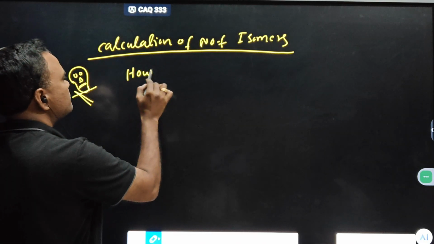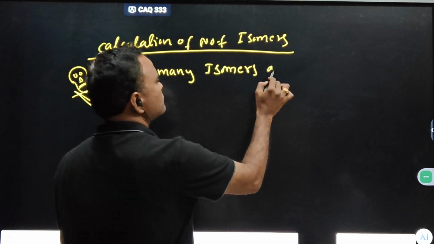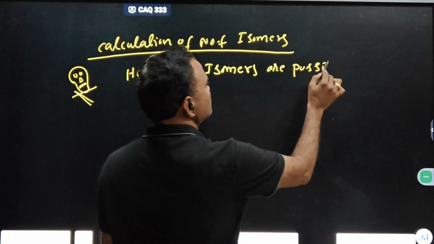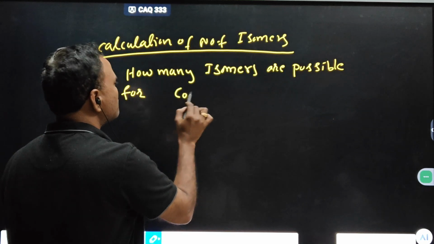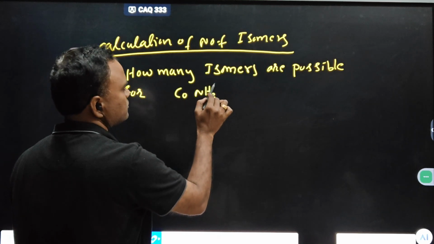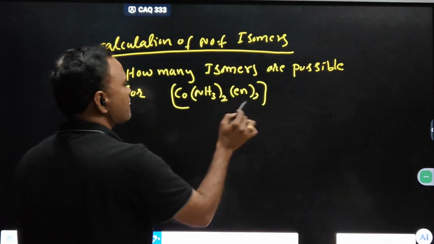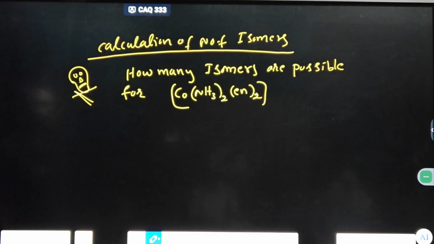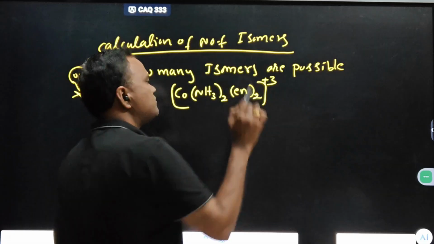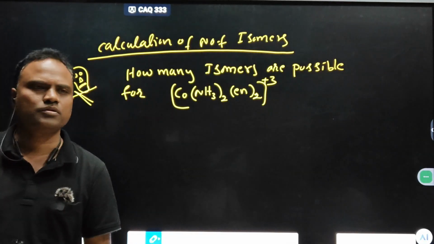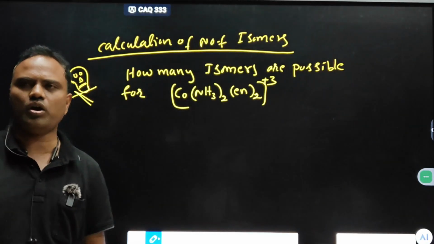How many isomers are possible for [Co(NH3)2(en)2]3+? How many isomers are possible for Co(NH3) taken twice, en taken twice, plus 3? A very important model question. This is in the form of, what is its format? Tell me.